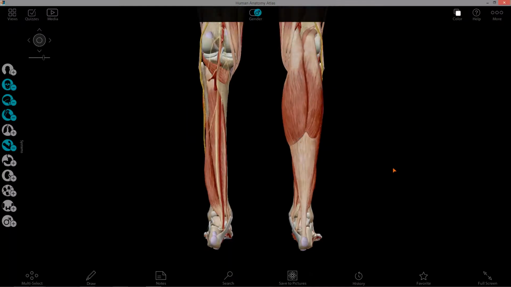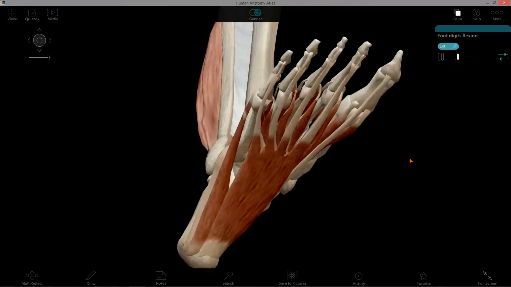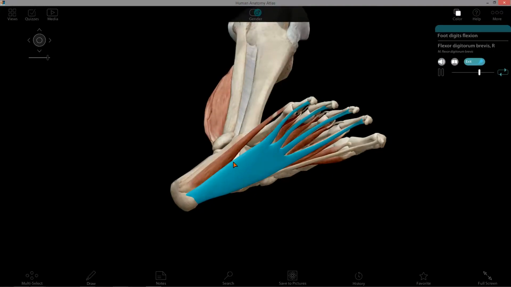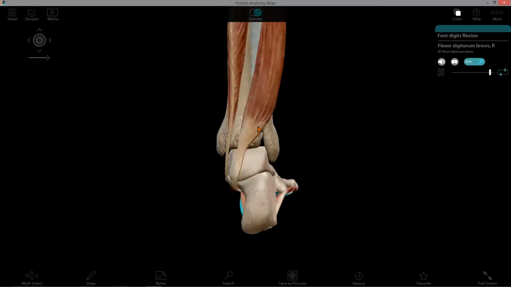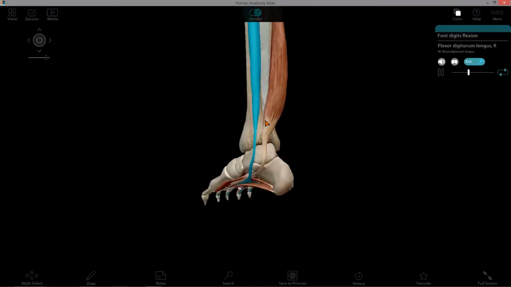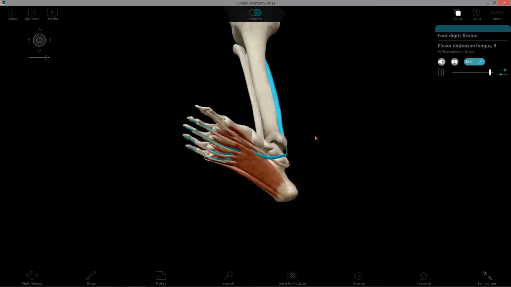All right, so the posterior compartment is going to be important for plantar flexion, but it's also going to be important for toe flexion. So I'm going to show you toe flexion really quick, and then we can finish off this lab. So here we have the flexor digitorum brevis, and then you can see the tendons of the flexor hallucis longus and flexor digitorum longus also entering the plantar region to attach to the phalanges.